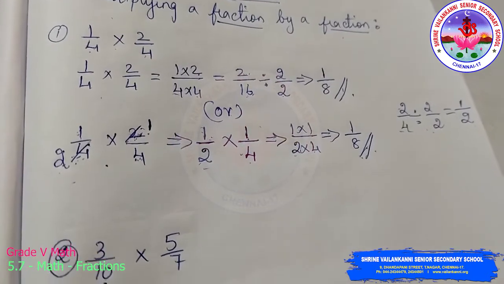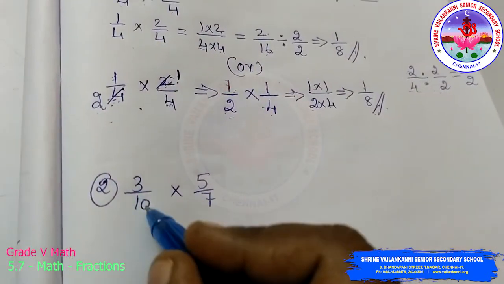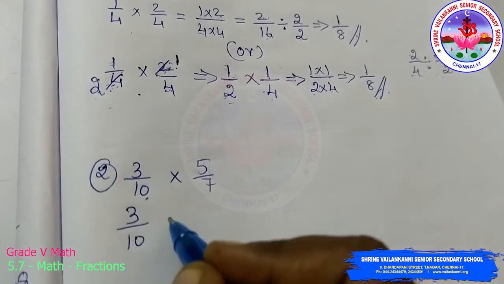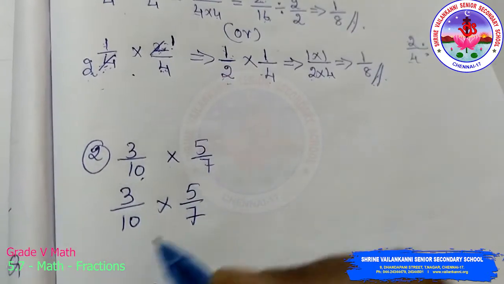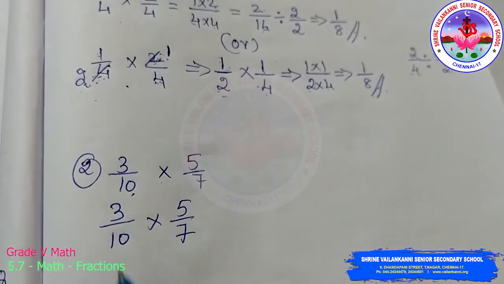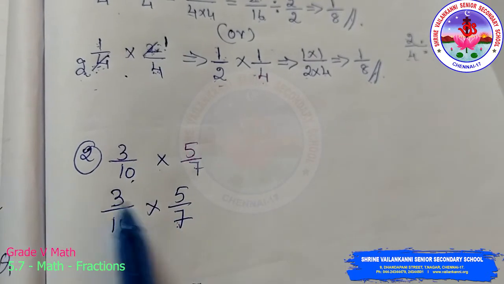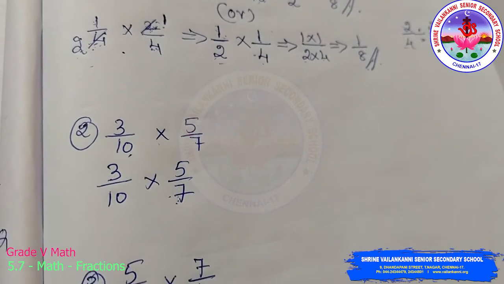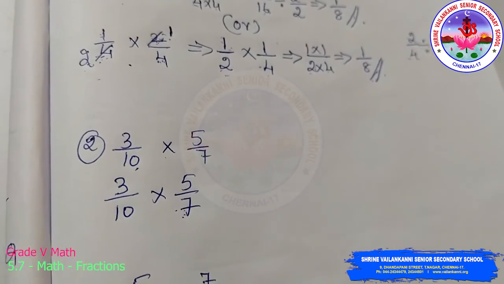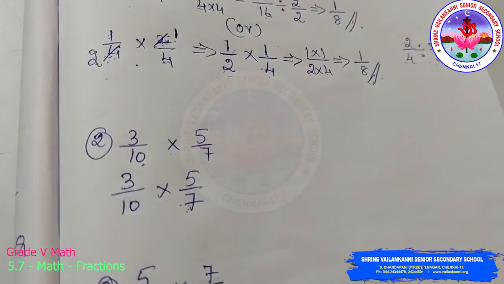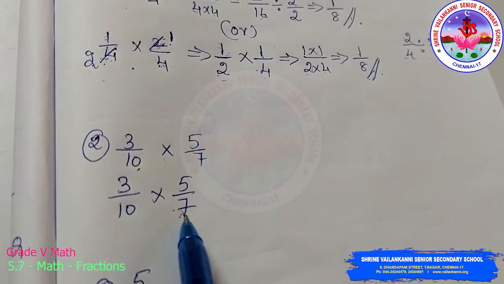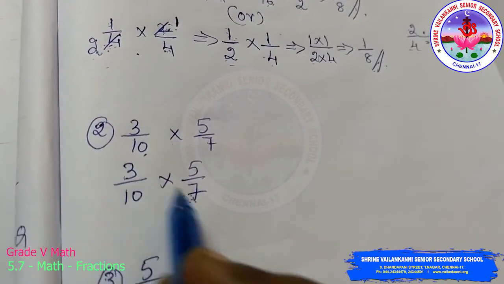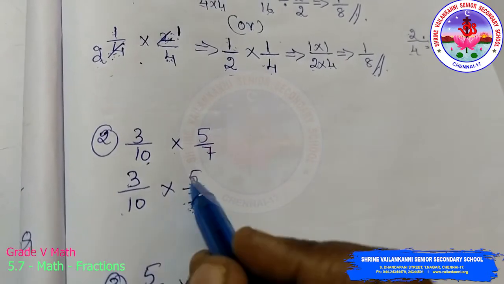So for another example, in the second question I have written 3 by 10 into 5 by 7. I am going to use the second method, the simplification method. See, 3 and 7, opposite numbers, I am choosing. 3 will come only in the 3 table and 1 table, and 7 will come only in the 7 table and 1 table. Other than 1 and 3, there is no common factor for 3. Other than 1 and 7, there is no common factor for 7. So I cannot do division with these two opposite numbers. So I am going to the other set of numbers.